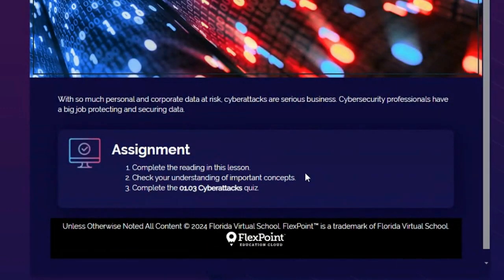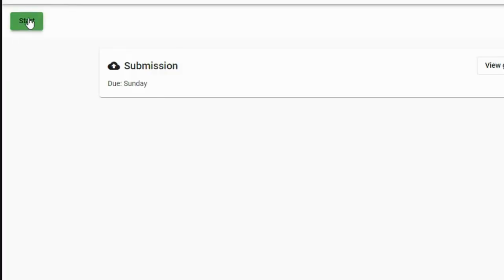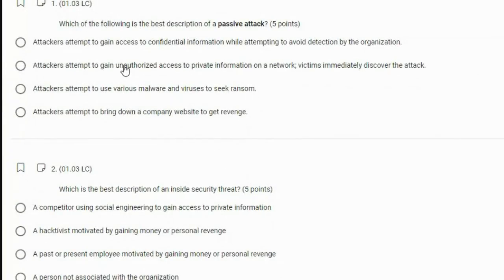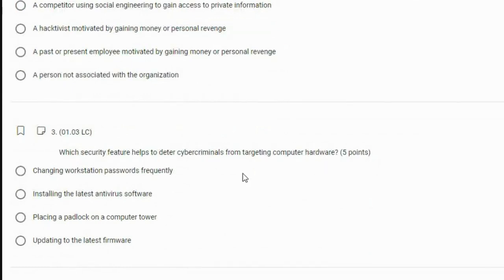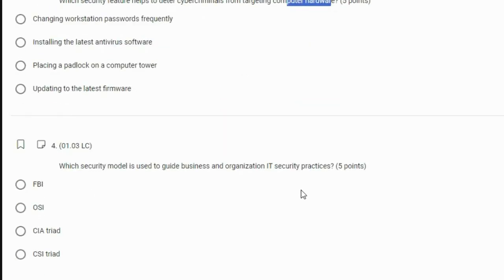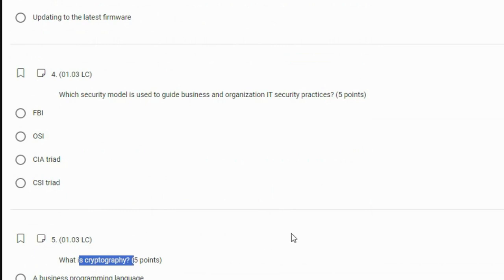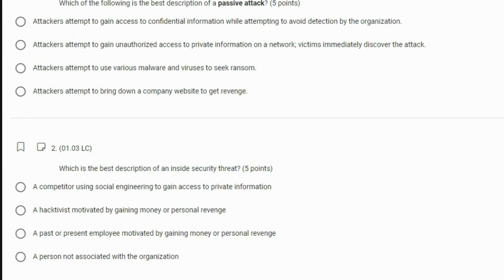So that is the end of the lesson. Make sure you complete the reading and understand it, and then complete the quiz. Let's look at our quiz for this week. What describes a passive attack? What's the best description of an inside security threat? Which security feature helps to deter cybercriminals from targeting hardware? Which security model is used to guide business organization IT security practice? What is cryptography? So we have 5 questions this week. Not bad.